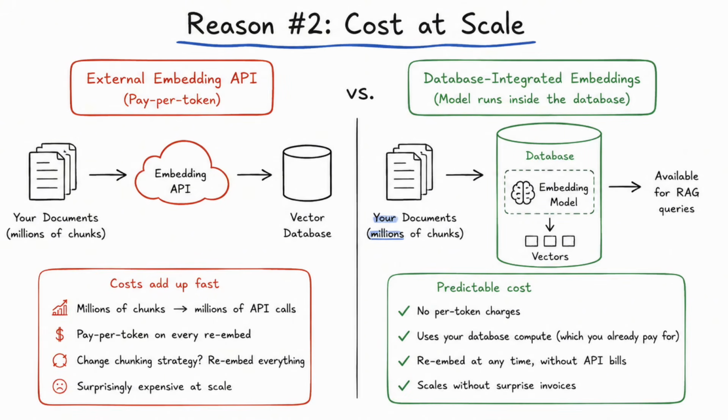The second reason is cost at scale. Paper token pricing on embedding APIs is cheap when you're prototyping with a few thousand documents, but it gets expensive surprisingly fast when you're embedding millions of chunks or when you have to re-embed everything because you changed your chunking strategy. With the model running inside the database, your embedding cost is just whatever your database compute already costs. And that's a number you're paying anyway.